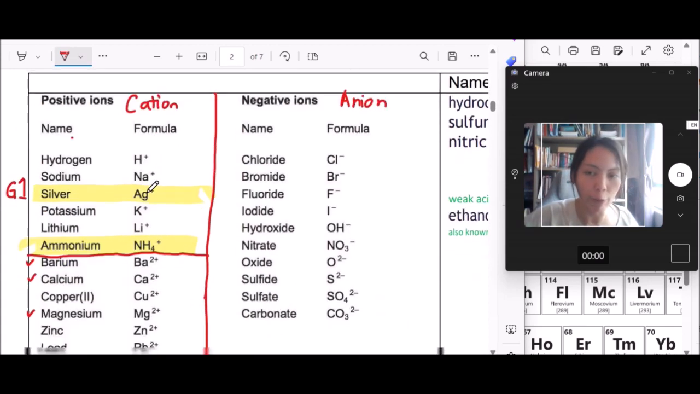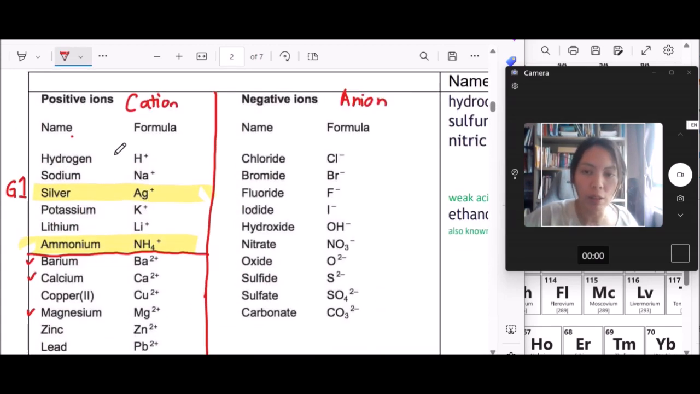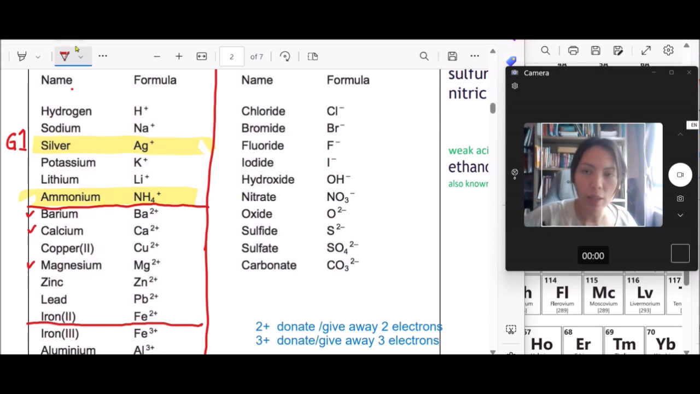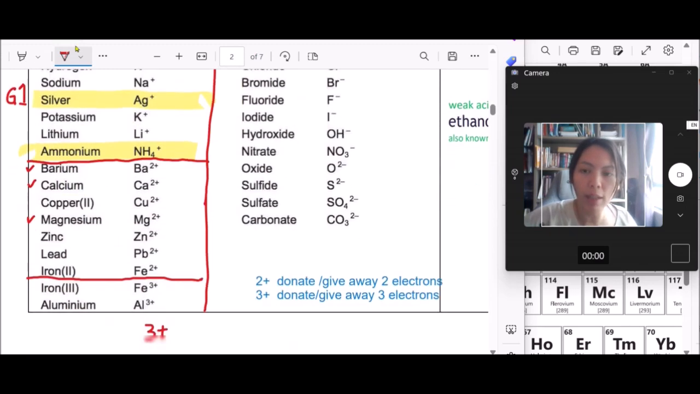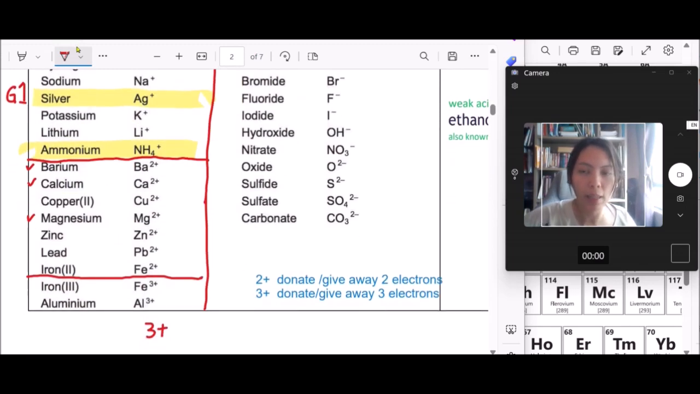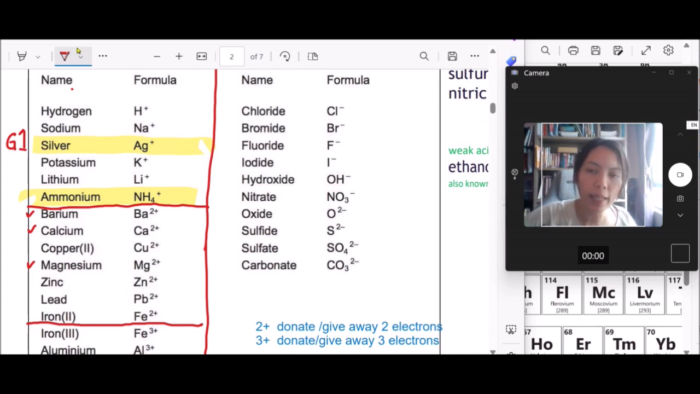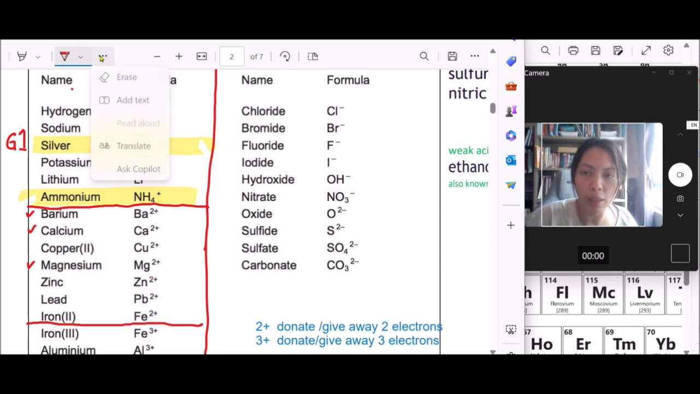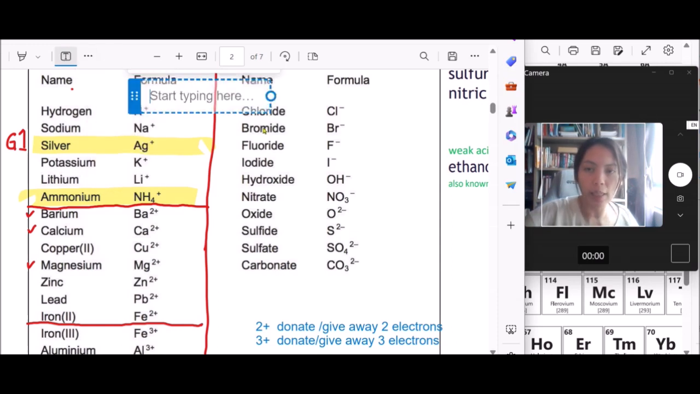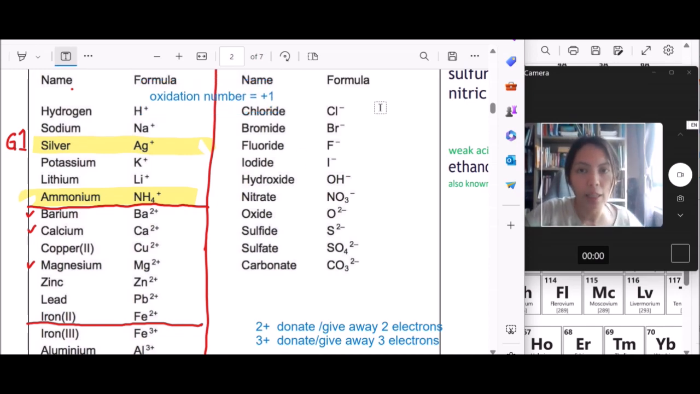We focus on the cation first. Now, when you look at the cation, you will realize that there are actually three parts. The first part is the oxidation number. Let me write this down. Here the oxidation number is just the positive one.